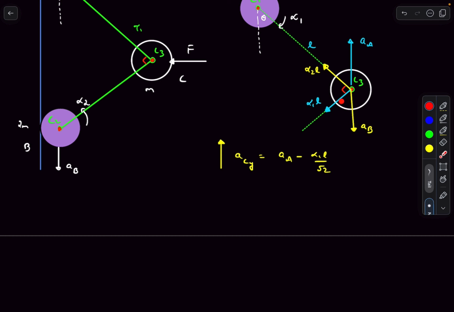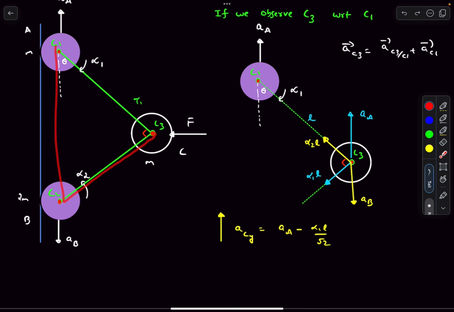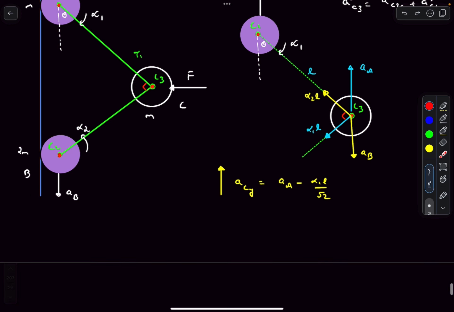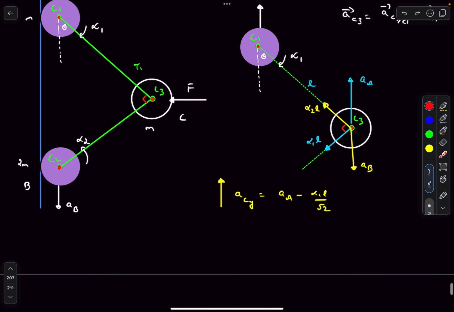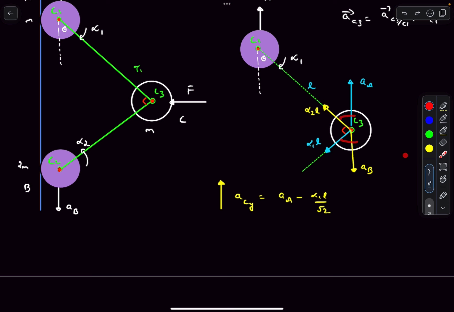Because this angle is 45 degrees. And that we can easily see by observing this triangle. So these two lengths are L and this angle is 90 degrees. So the angle theta is actually 45. So you can basically do some trigonometry and figure out that all these angles are just 45 degrees, right?